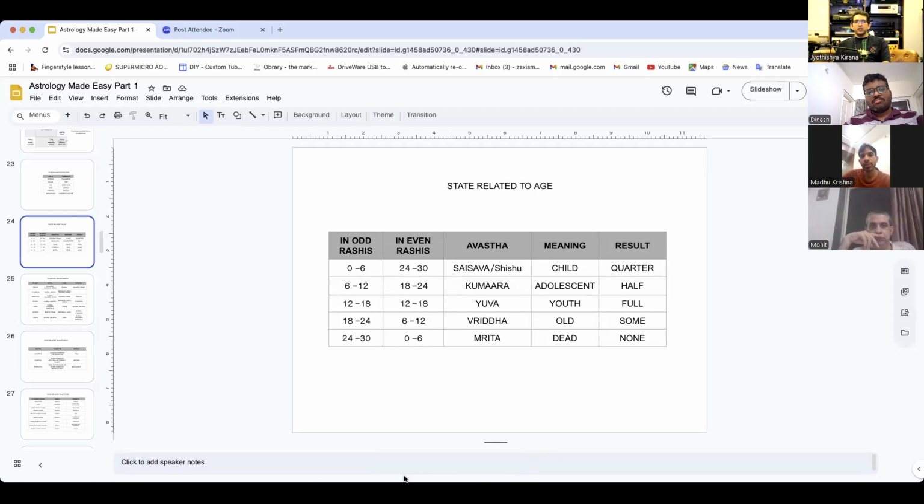This is Parashara Maharshi's guidance. You have to see whether the graha is in even rashi or in odd rashi. Depending on that, you will know which avastha the graha is in. Generally, you'll never have confusion if he's between 12 and 18 because he's always in Yuvavastha. But the moment they go away, you will have to see in what avastha they are. I'll give an example later.